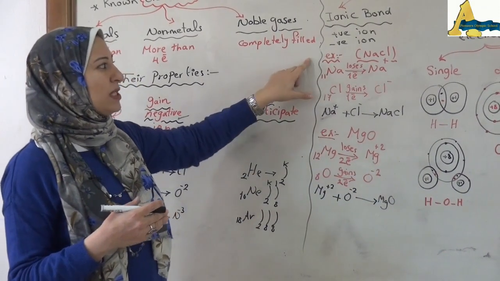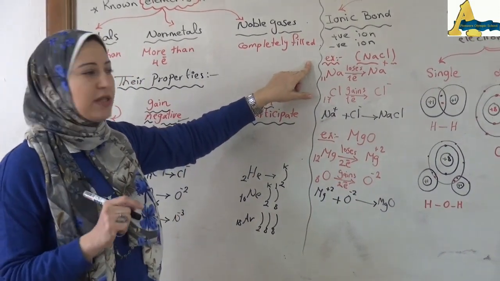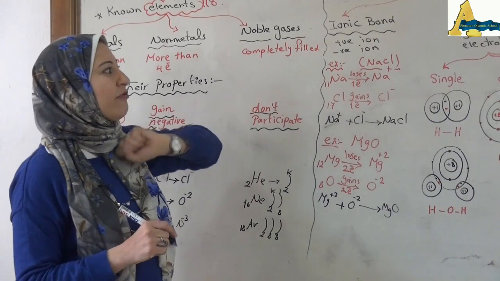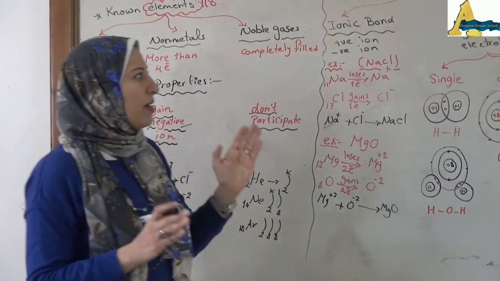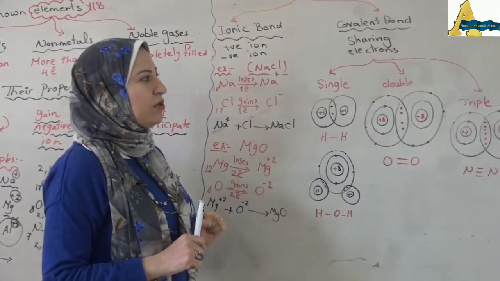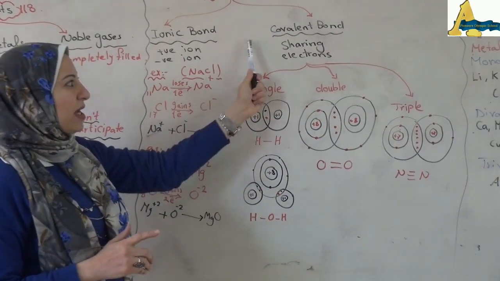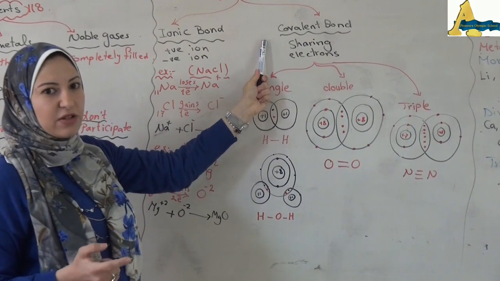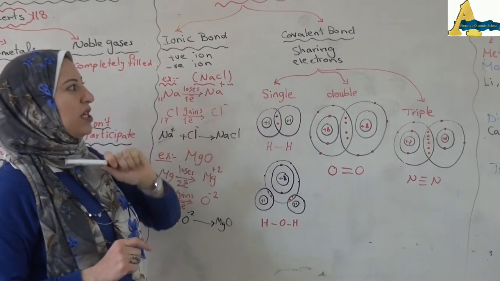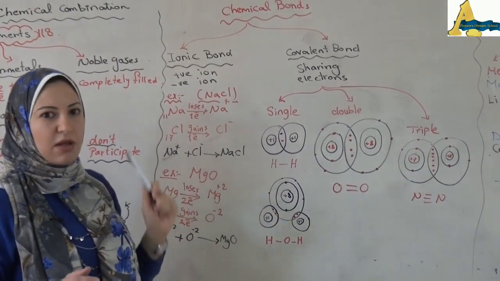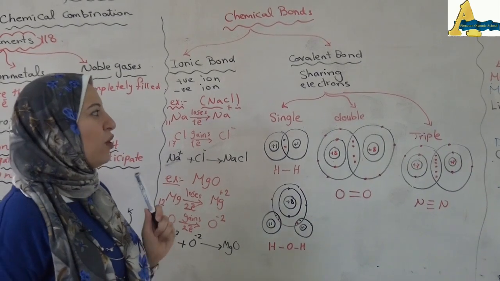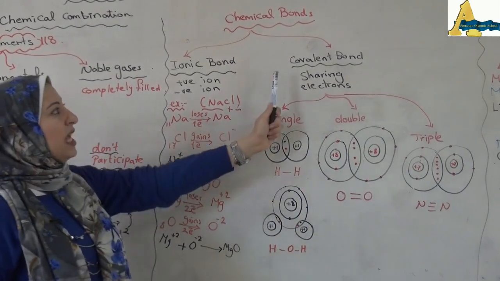Let's summarize the ionic bond again. An electric attraction that arises between a positive and negative ion. The second type of bond is the covalent bond. Covalent bond arises between two nonmetals due to the sharing of electrons in their outermost energy level. Why do they share electrons? To complete their outermost energy level with electrons.